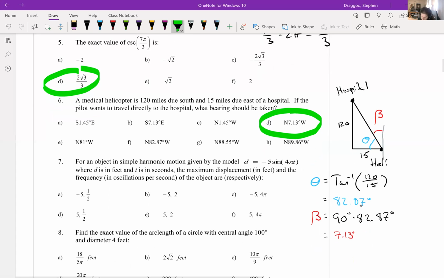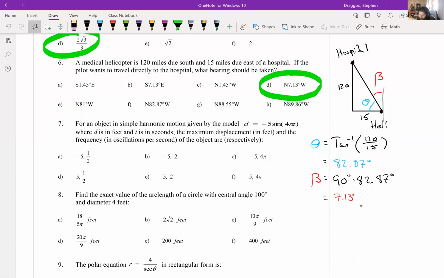All right, and problem 7, for an object in simple harmonic motion given by the model d equals -5 sine 4 pi t, d is in feet, t is in seconds. I can read my own test. And the frequency is in oscillations per second. Find the maximum displacement and the frequency. There we go.